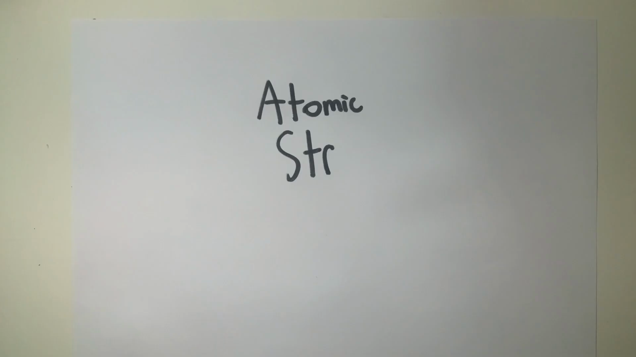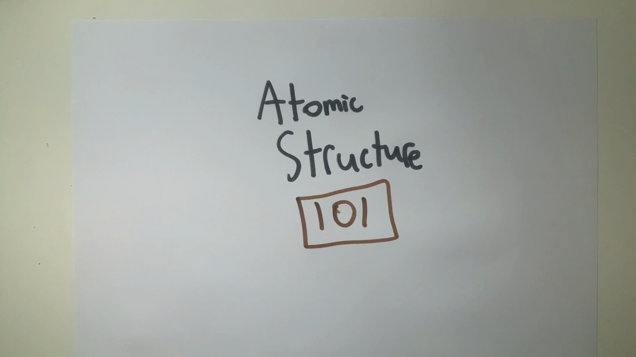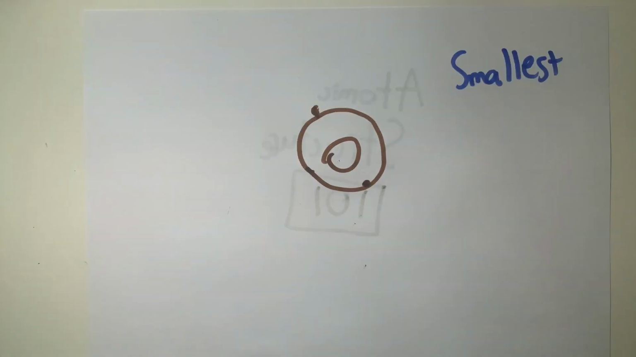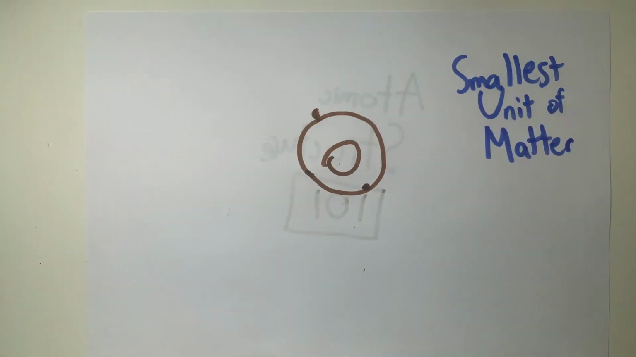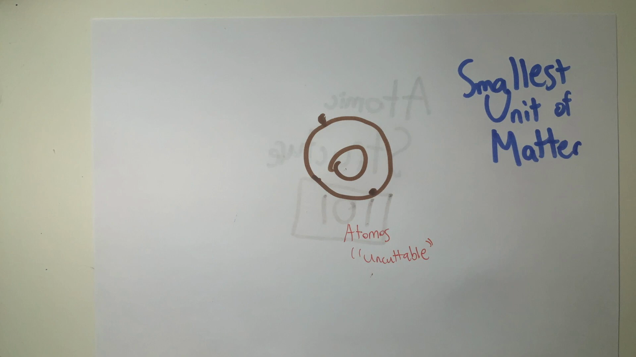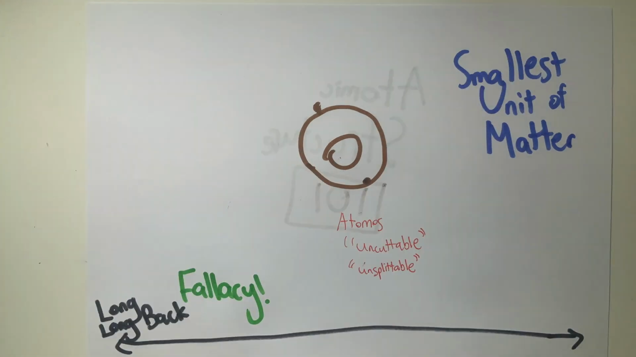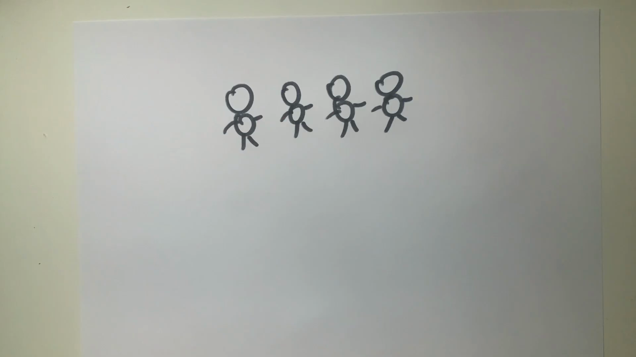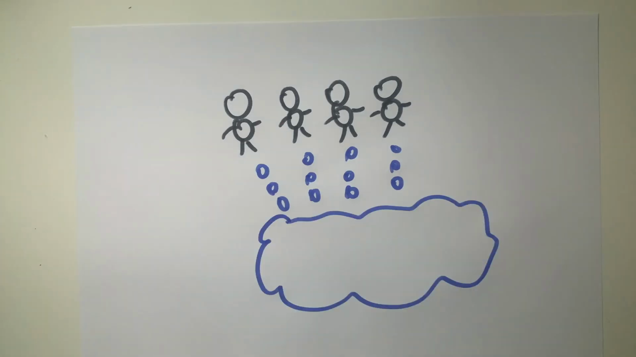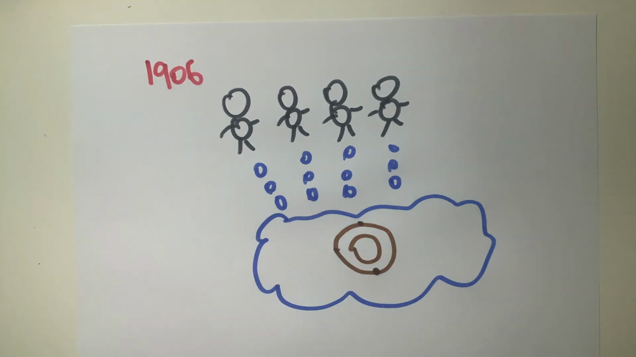Atomic Structure 101. Atoms are often described as the smallest unit of matter. The word atom originates from the Greek word atomos, which is defined as uncuttable or unsplittable. The fallacy that atoms are the final layer of reality persisted until the 1900s. The 20th century heralded a mass cultivation of knowledge of the composition of the atom.